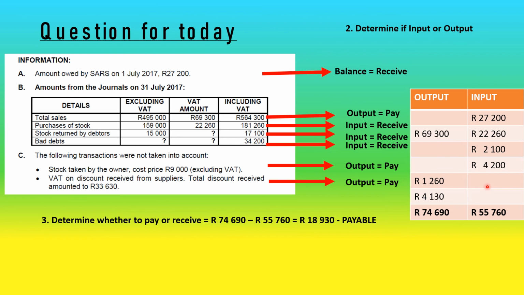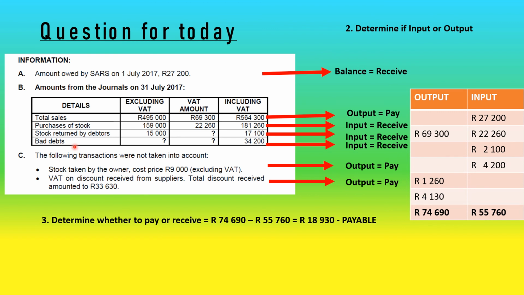So how can you pay SARS VAT on money that you're never going to get from your debtor? So if you're not getting that money, you're not getting the money from your customers, but you're going to actually claim it from SARS, and therefore you have an input of 2,100.